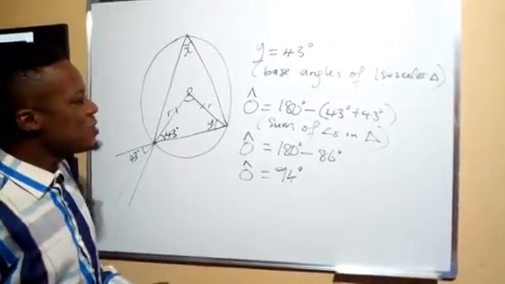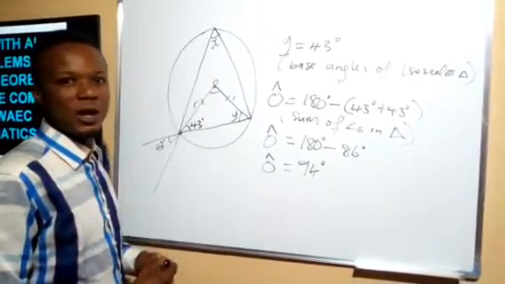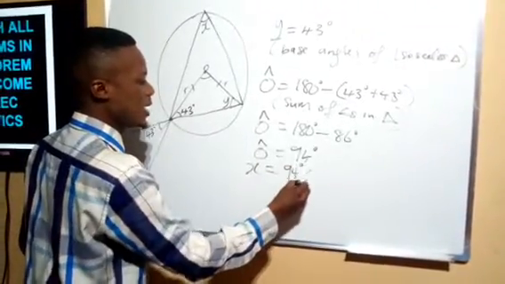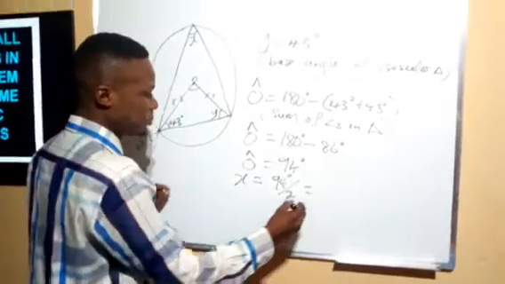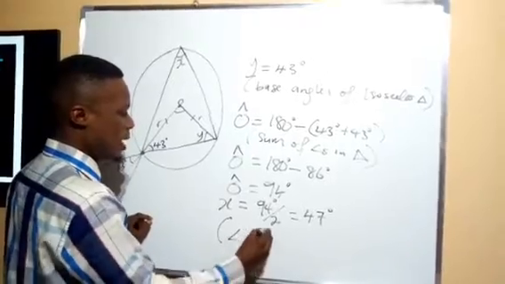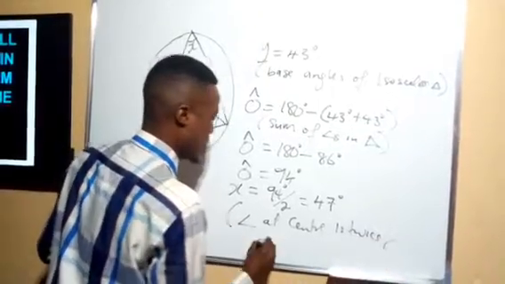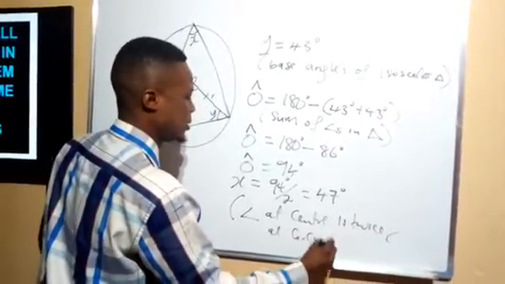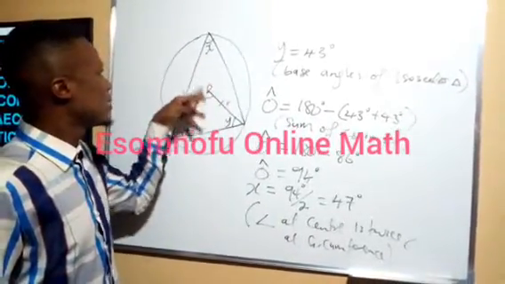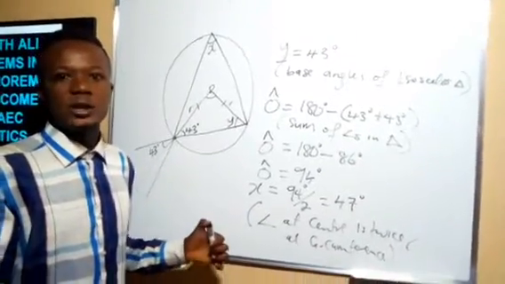But there is another theorem in circle which is telling us that angle at center is twice angle at circumference. So x will now be 94 degrees over 2, which is 47 degrees. Reason: angle at center is twice angle at circumference. That's the reason we are dividing 94 degrees by 2, because angle at center doubles that at the circumference. Okay, we are going to take another question to this effect.